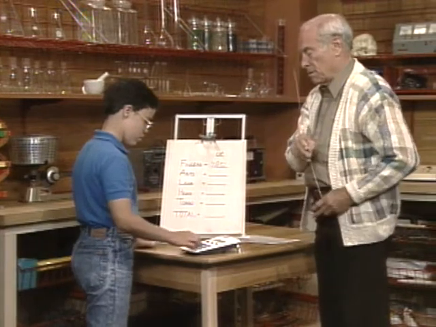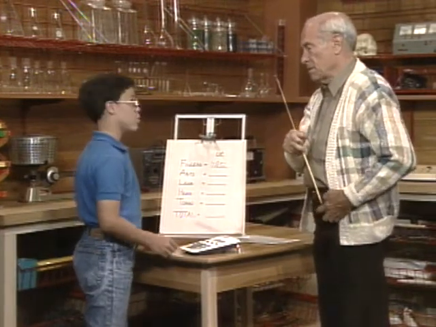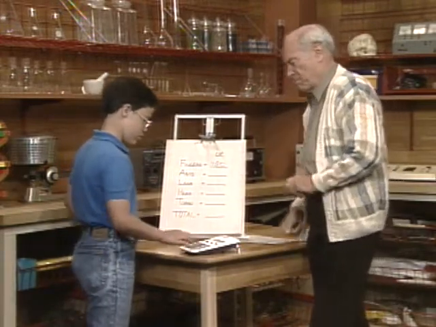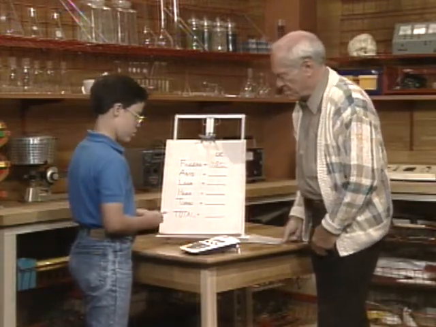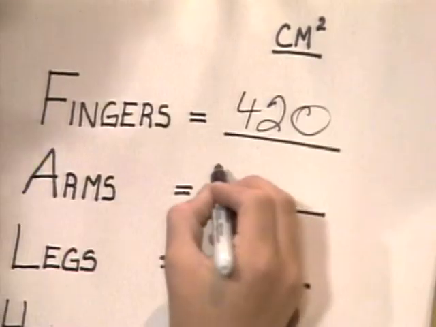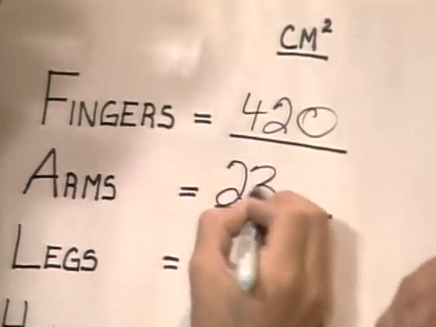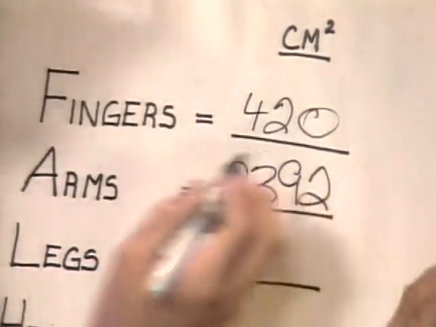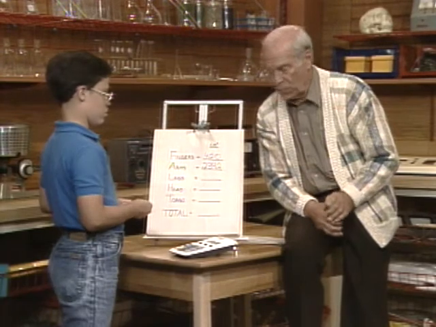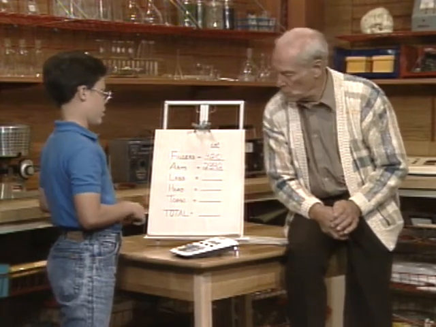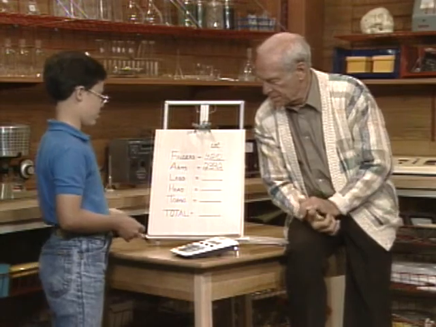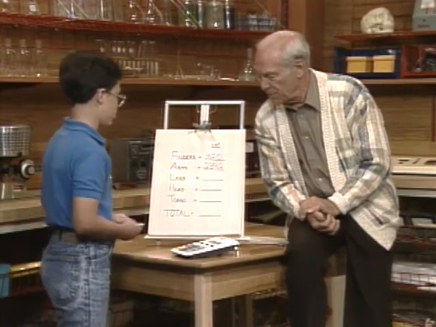Times 10? No, times 2, because I have 2 arms. I've got 2,392. And your original guess? My guess was 4,200. And at the rate I'm going, since I've only got fingers and arms, I'm going to be way too low. Right, you're way too low.